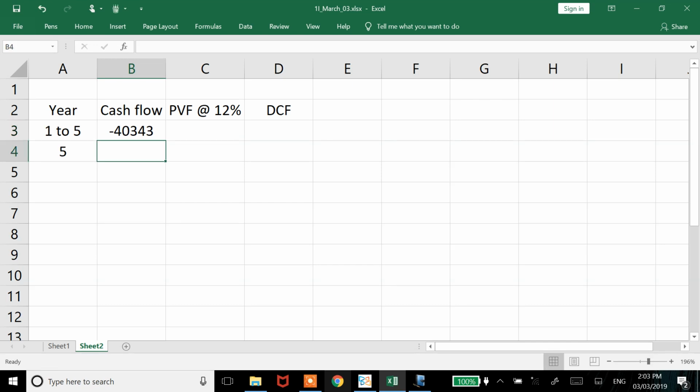In year 5, I have to close the calculation. In year 5, I'll get back this FD of 3,30,000. So I pay 40,343 for the first 5 years and get back an FD of 3,30,000. This may give me a positive NPV or a negative NPV. You can do that calculation.